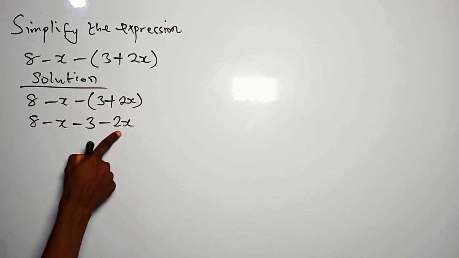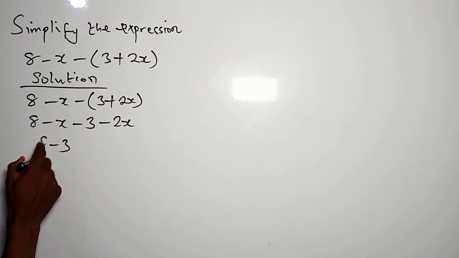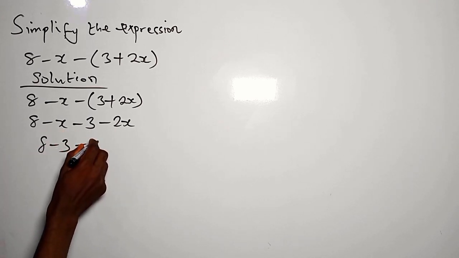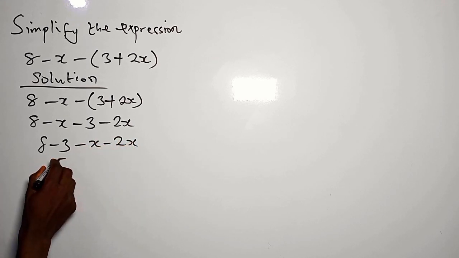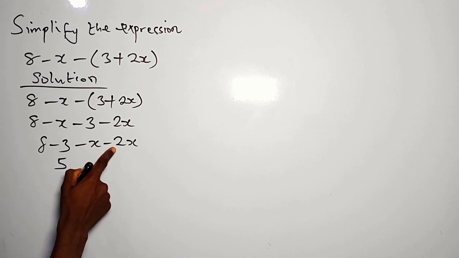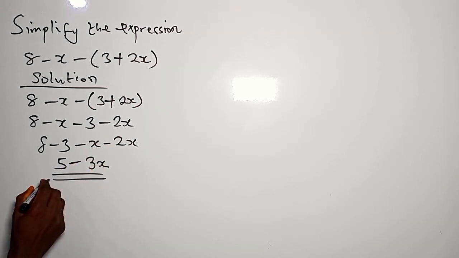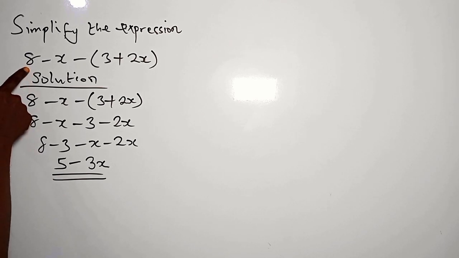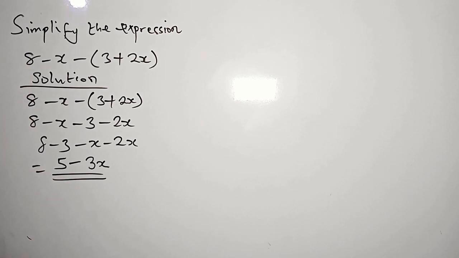From this expression, we collect the like terms. So we have 8 minus 3, and minus x minus 2x. 8 minus 3 is 5, and minus x minus 2x is minus 3x. So this is the result of simplifying this expression: 5 minus 3x. Thank you very much.